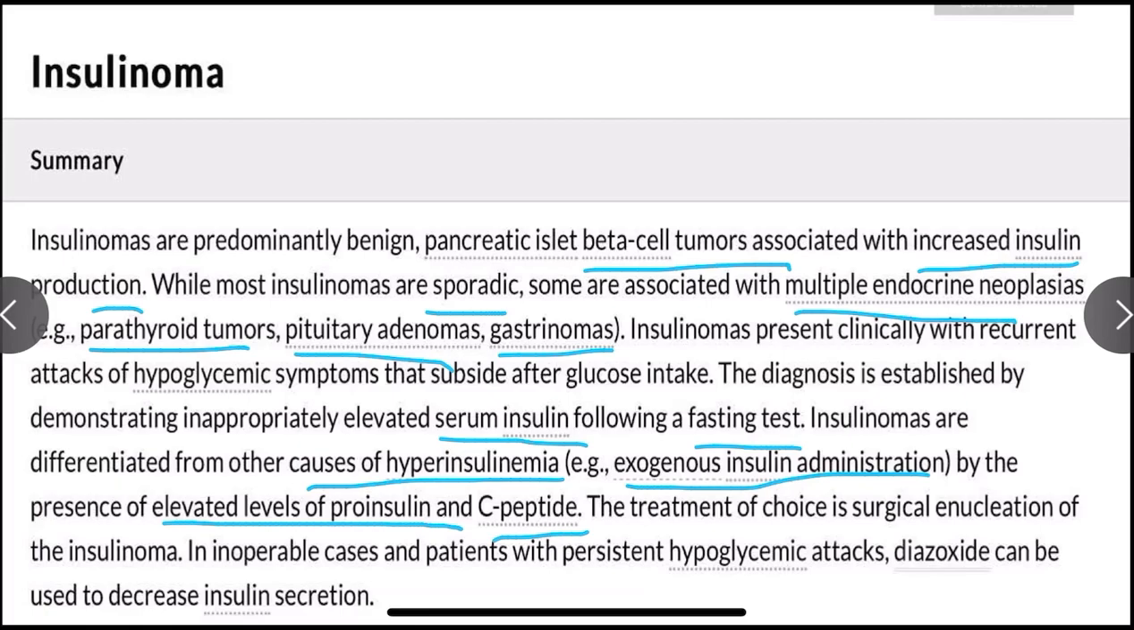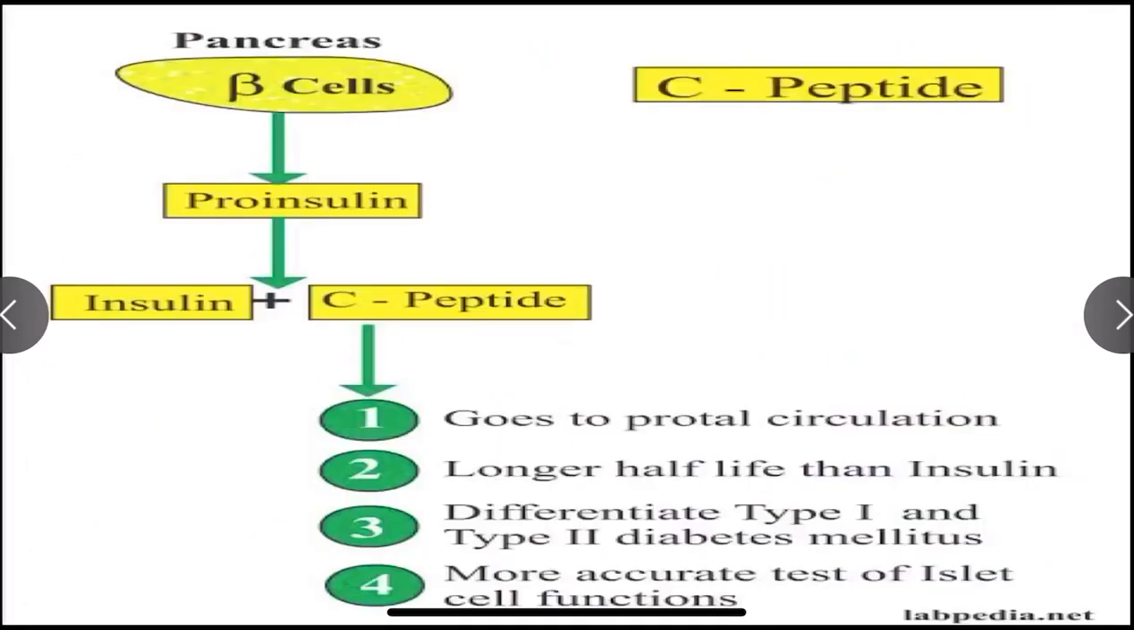Let me tell you what this means. If our patient is taking insulin injections, a bolus of insulin, the serum will show us increased insulin. So we are not yet sure whether it is insulinoma or exogenous insulin administration. Okay, so how can we be sure about it? We will see.